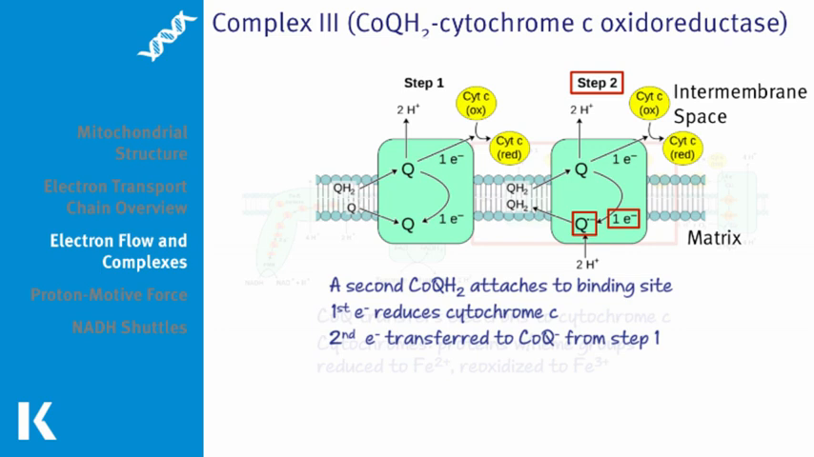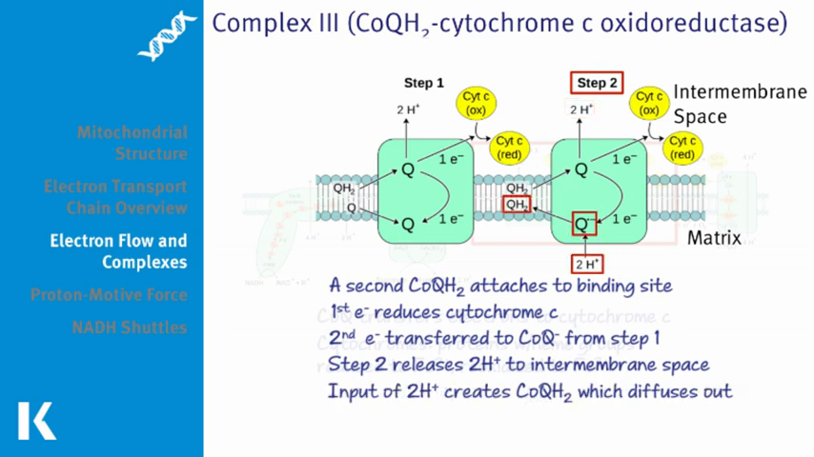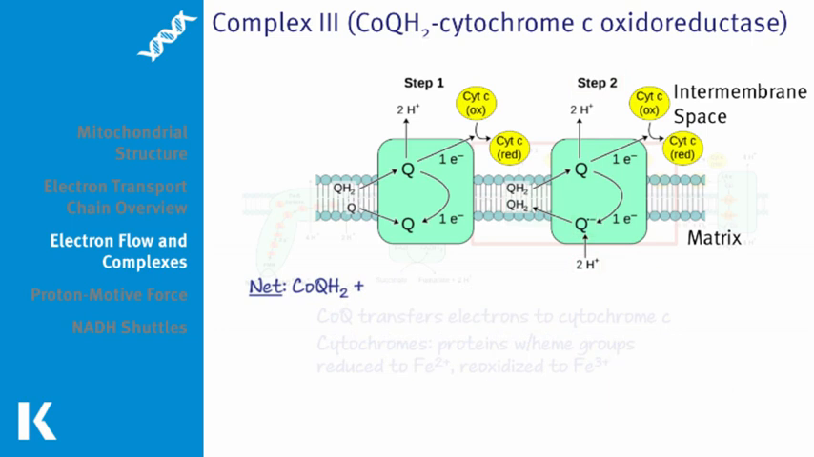In addition to the 2 protons expelled as a result of the oxidation of ubiquinol, 2 more protons will be taken up from the mitochondrial matrix, which regenerates ubiquinol. So, after 2 cycles of complex 3, 2 molecules of ubiquinol will be used up, with 1 regenerated, to reduce 2 molecules of cytochrome C and expel a couple of protons into the intermembrane space.